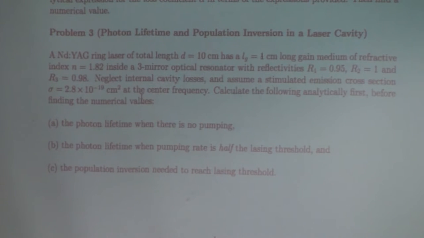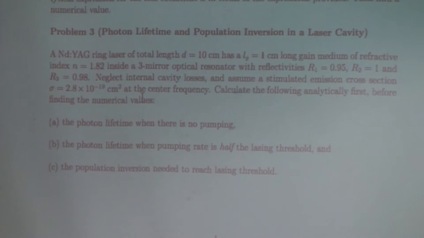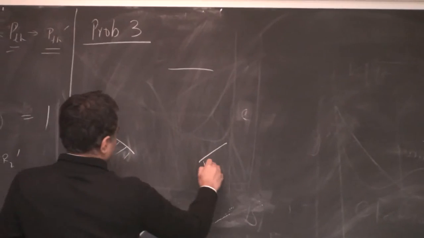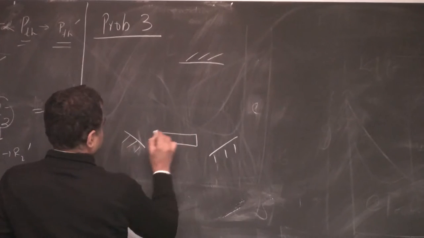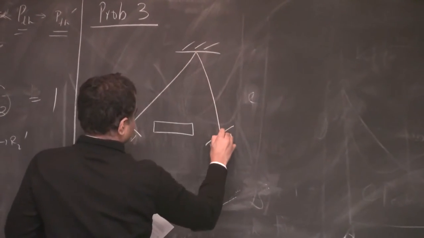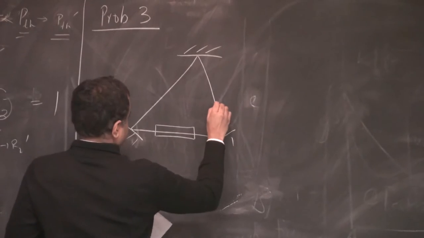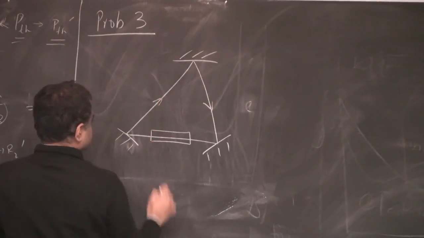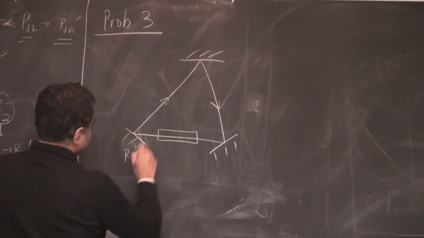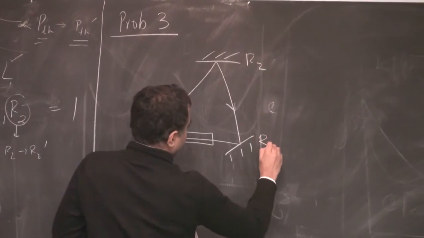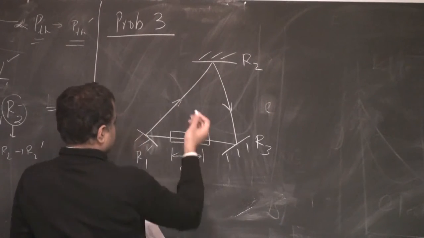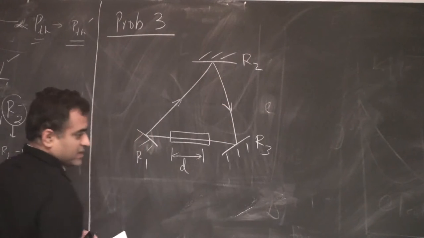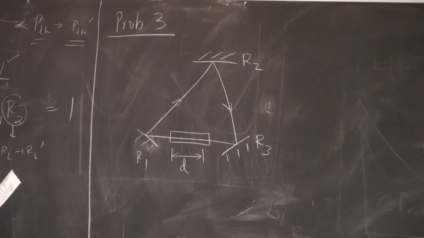And a neodymium YAG ring laser of total length 10 centimeters. You have 3 mirrors and a gain medium, which I labeled R1, R2, R3. That's D, or 1 centimeter, and the total length L here is 10 centimeters. That's what is given.